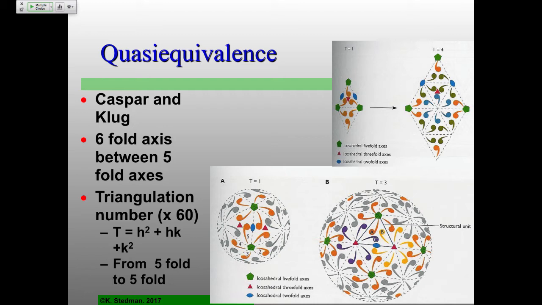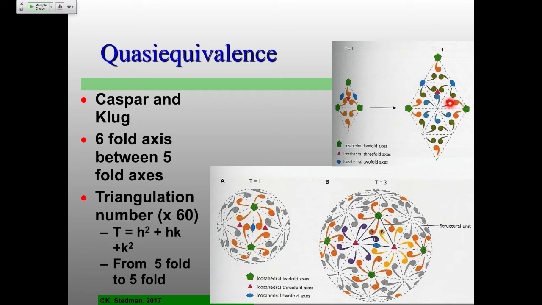So what would the triangulation number of this icosahedrally symmetric particle be? 2 squared plus 2 times 0 plus 0 squared. Okay, so this is a T equals 4 icosahedron. And just by saying you have a T equals 4 icosahedrally symmetric structure tells you exactly where each of these hexameric subunits happen to be.